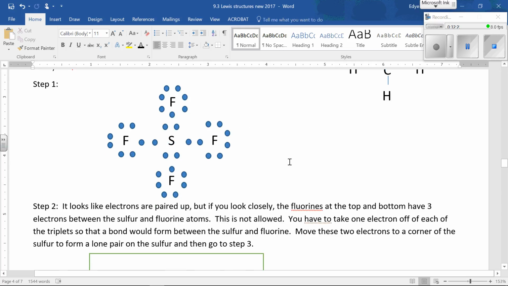So step 2, we get rid of any singletons. We don't seem to have any singletons, but notice there's a threesome here and a threesome over here. Those don't work. So of these 3, I have to get rid of one of them, and of these 3, I have to get rid of one of them from this area. I don't just get rid of them. They don't appear or disappear.